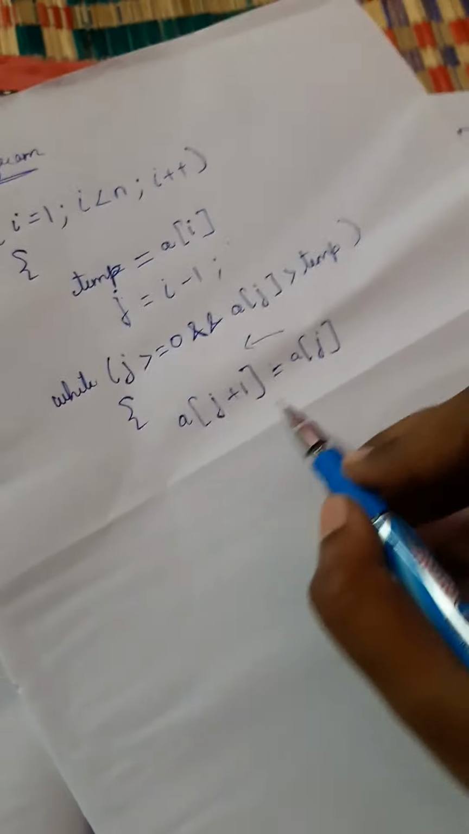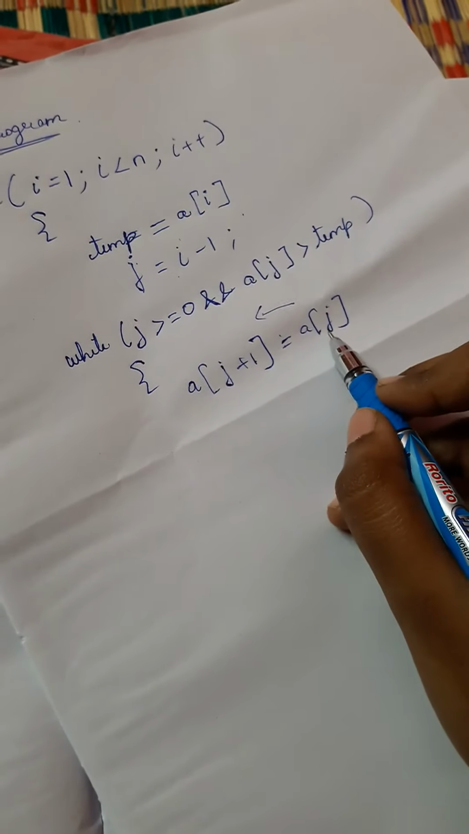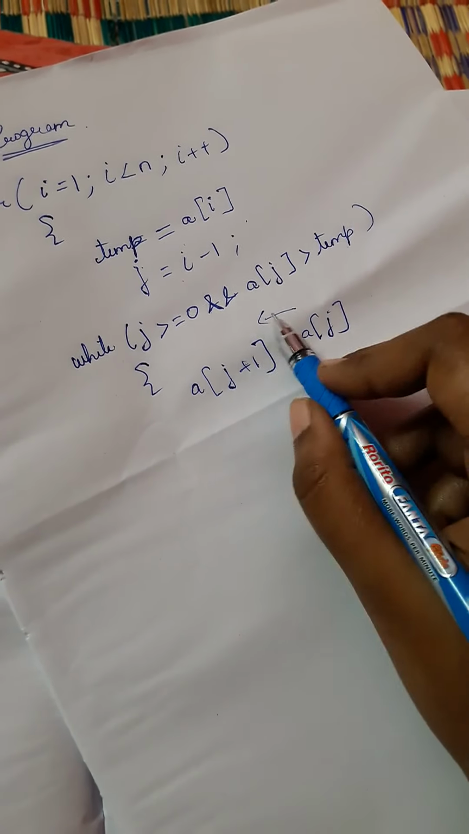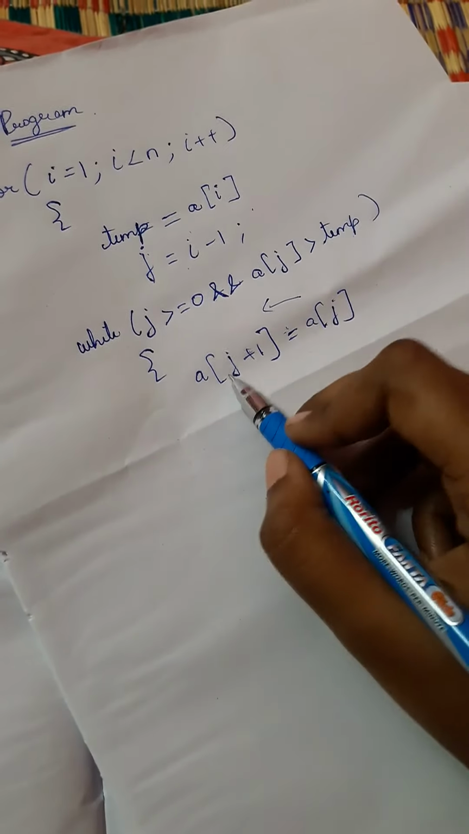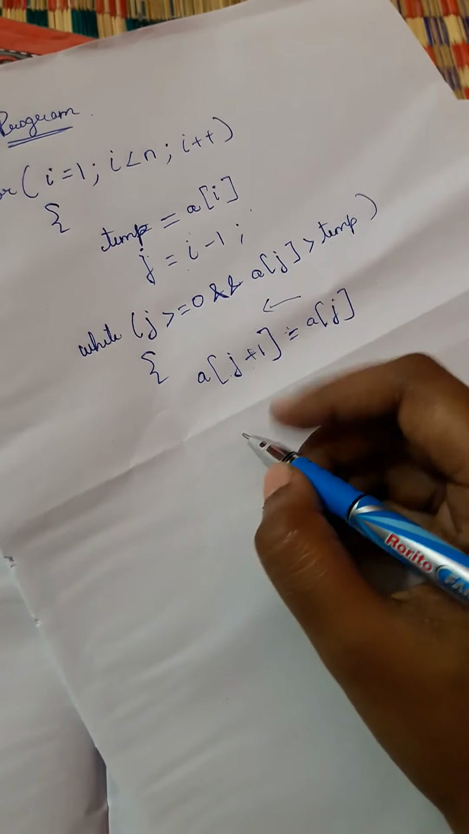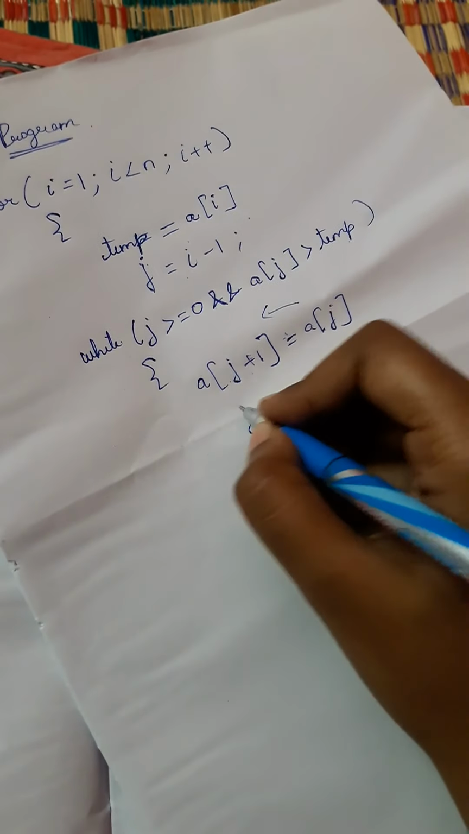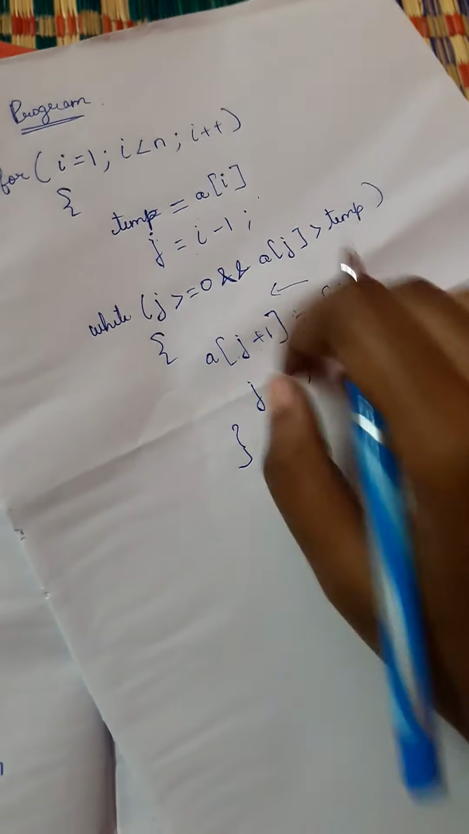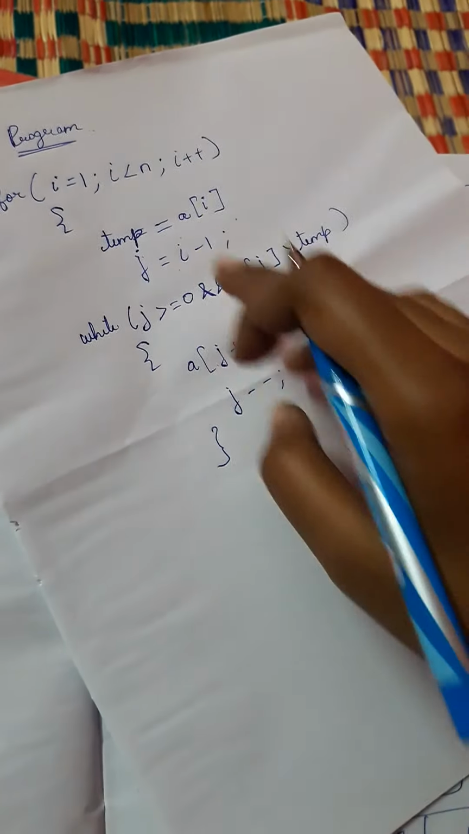That is the only thing I have written here. A of j will be assigned to A of j plus 1 if both conditions are satisfied. Next, I will decrement j, j minus minus. So this is all inside the while loop, and I will complete the for loop.